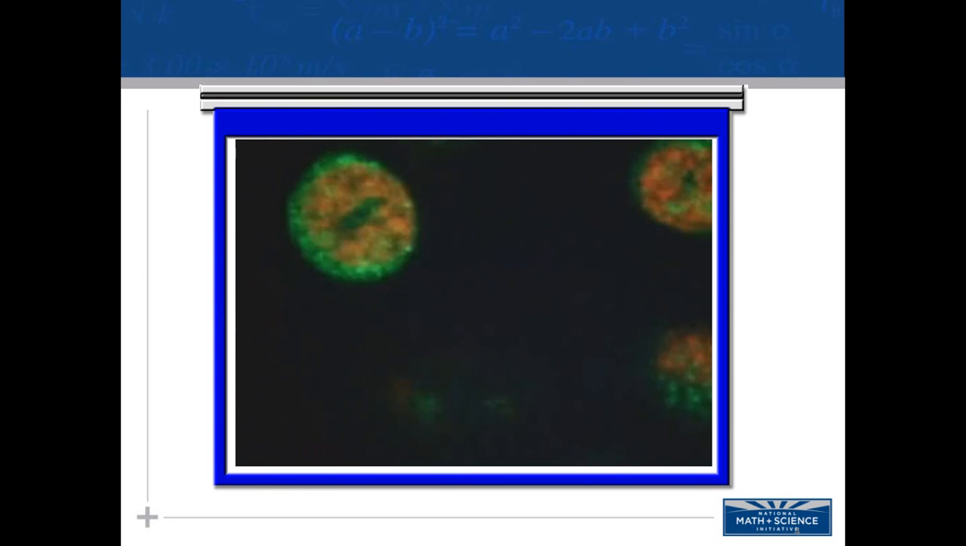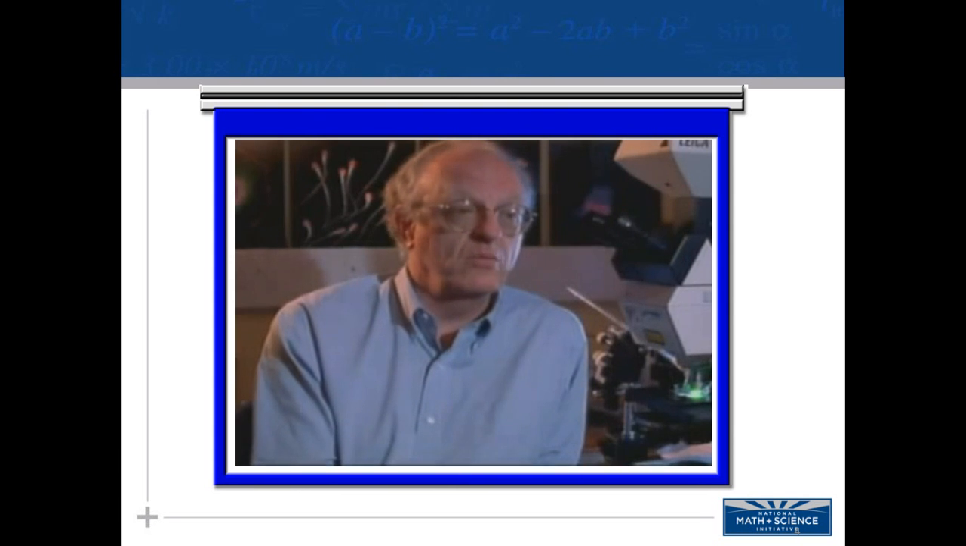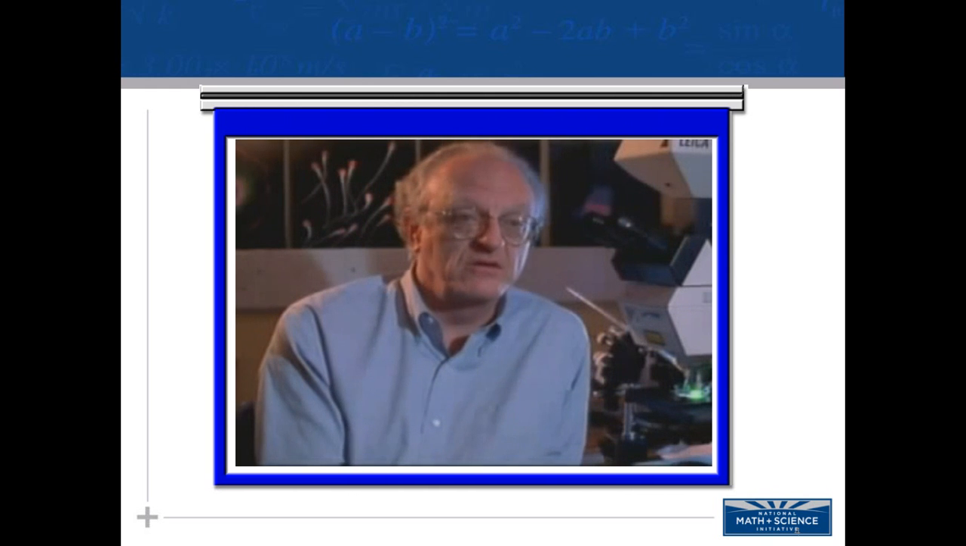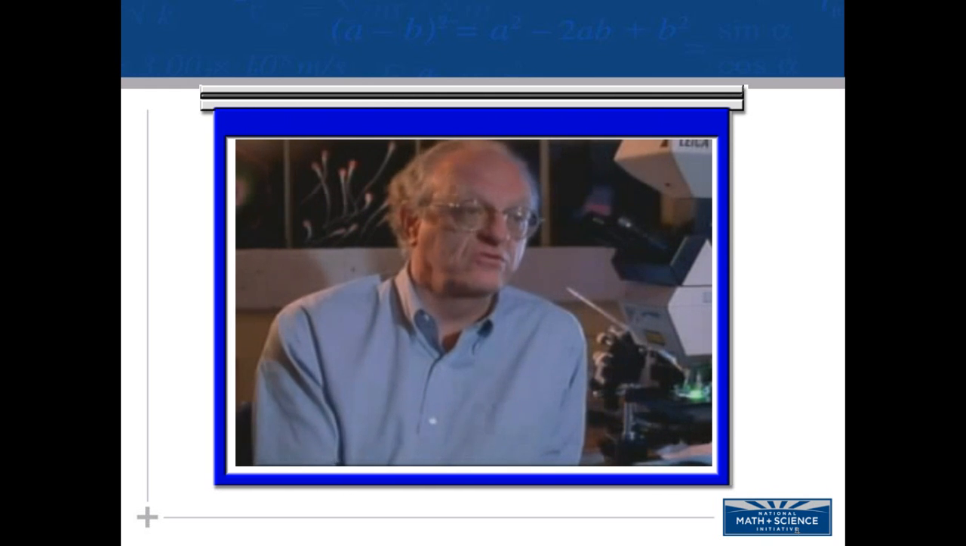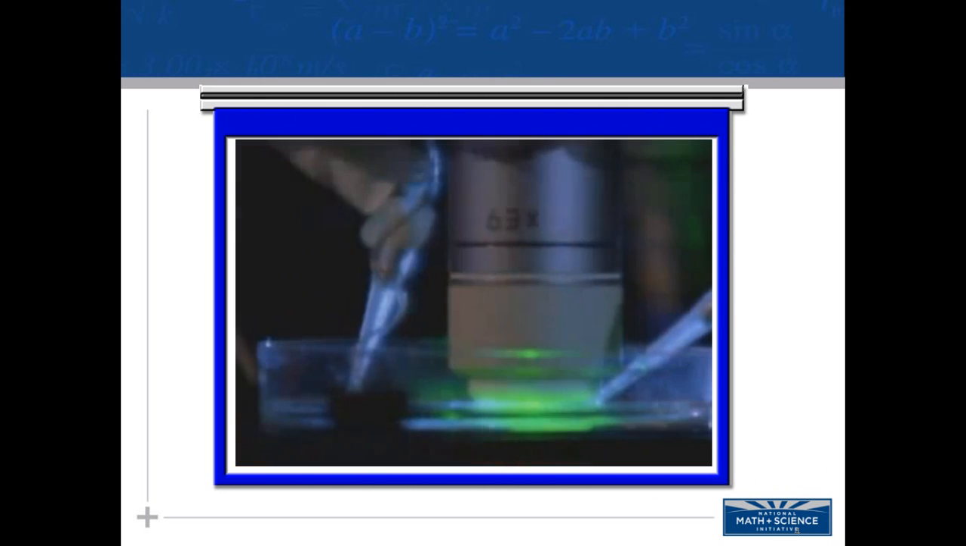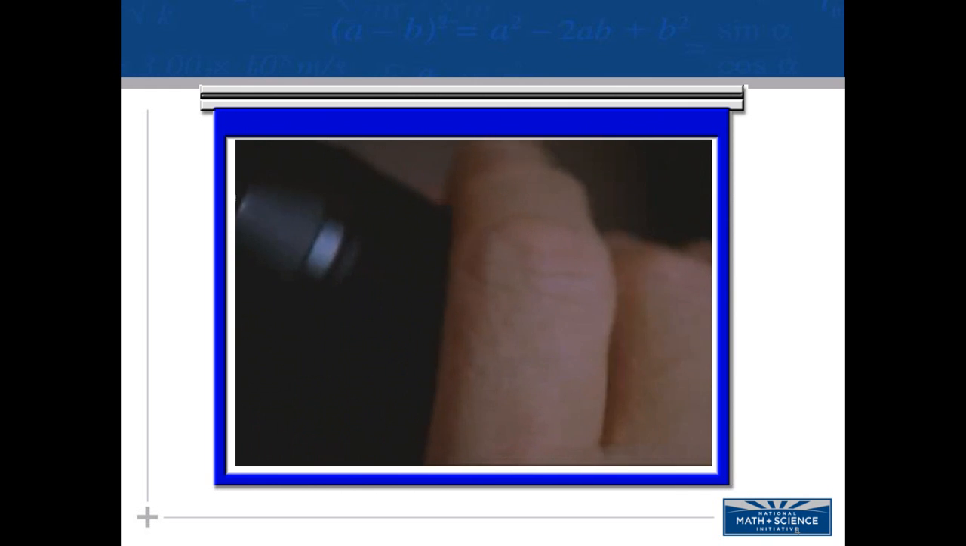All these different kinds of cells work fundamentally the same way. When you look inside the cell, you see the same kinds of structures. Cells come in all sorts of sizes and shapes. They're so small that we need a microscope to see them.